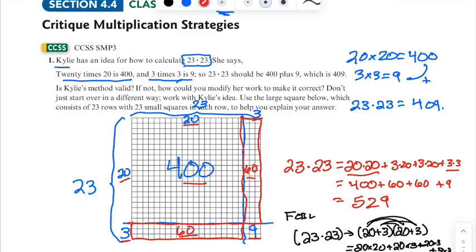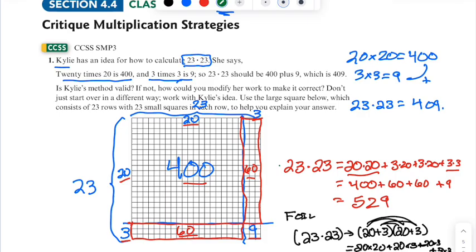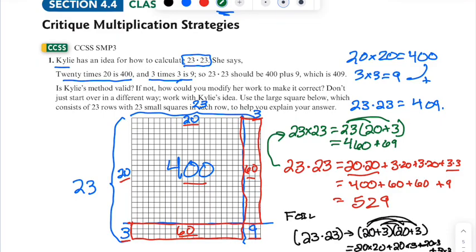And remember, we can actually check this another way too. So that's one way we can check this strategy, but let's look at another way. 23 times 23 is 23 times 20 plus 3, not 30, plus 3. 23 times 20 is 460, plus 23 times 3 is 69. And 460 plus 69 is 529.